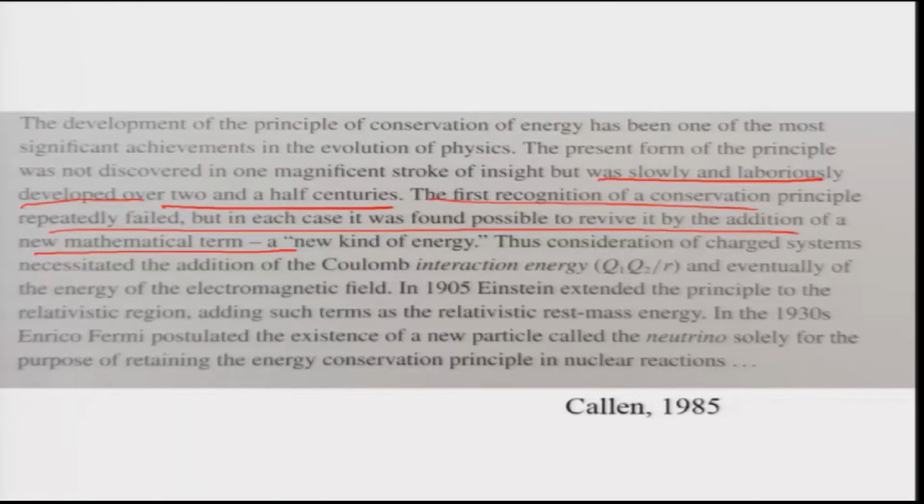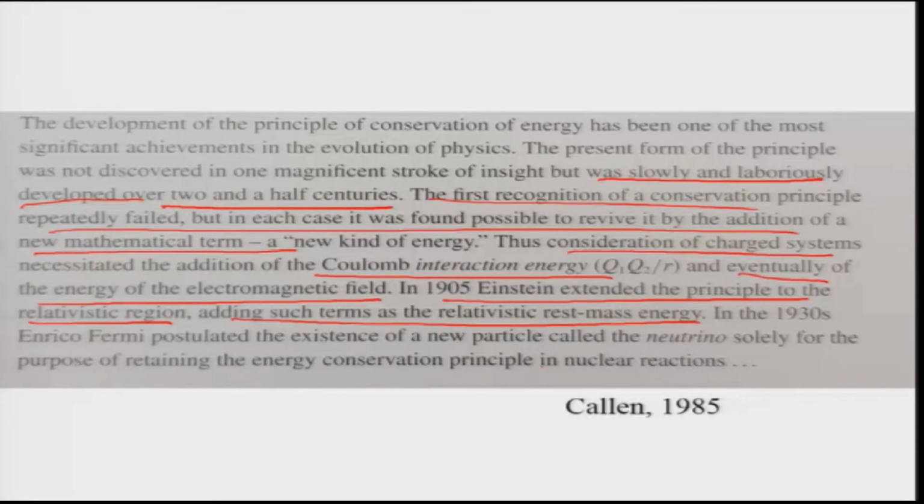This suggests that this has become an extremely valuable process in which new kinds of terms have been evaluated. For example, consideration of the charge system necessitated the addition of the Coulombic interaction and eventually of the energy of the electromagnetic field. In addition to that, in 1905, Einstein extended the principle to the relativistic regions, relativistic rest mass energy. In the 1930s, Enrico Fermi postulated the existence of a new particle called the neutrino solely for the purpose of retaining the energy conservation principle in nuclear reactions.